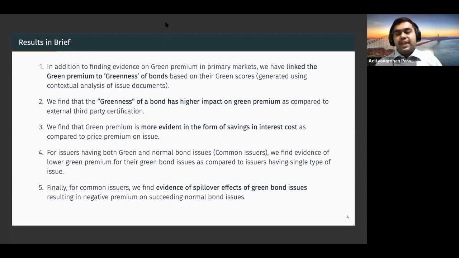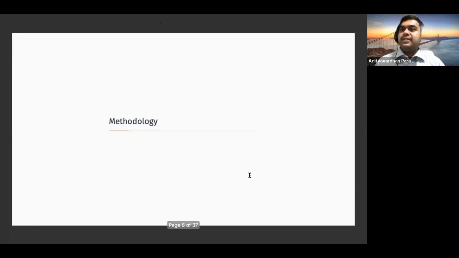Further, by issuing both types of bonds, there might be some spillover effects of green bond issues on the normal bond issues and vice versa. So in the last part, we also try to analyze the existence of some spillover effects. Next slide, please.